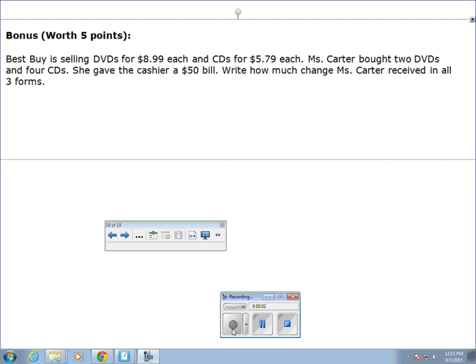And your bonus for those smarty pants that we have in 5th grade, the question says, and it's worth 5 points, you will be getting some credit if you get some of these correct, or partial credit.